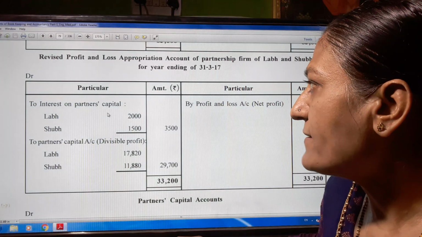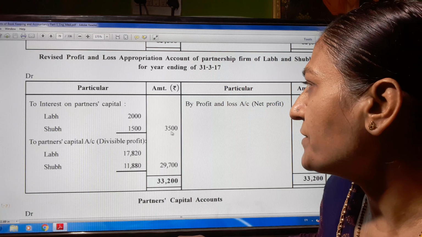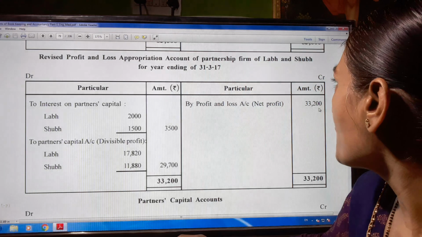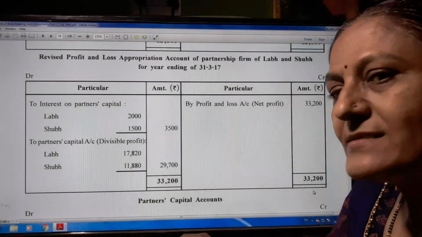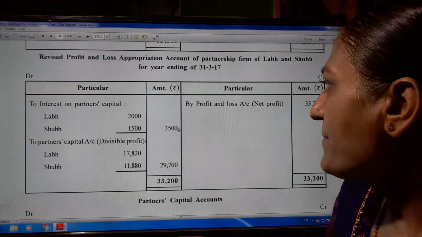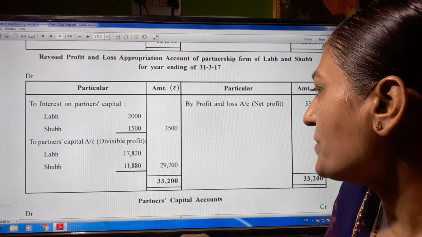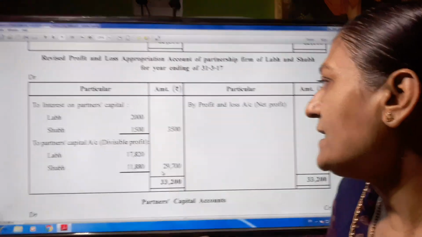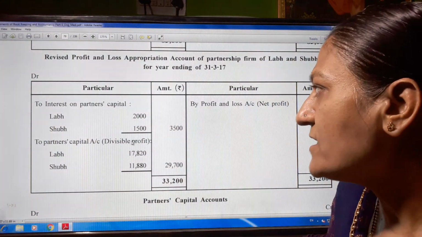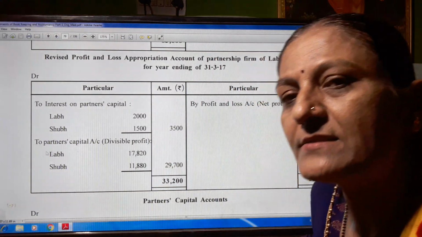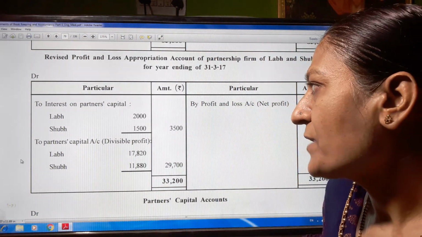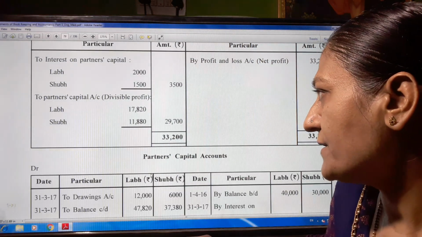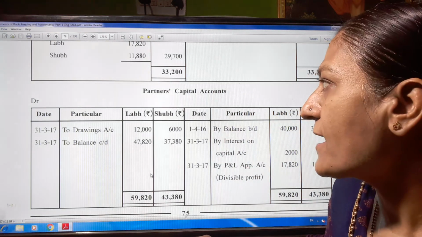To interest on partners capital, Labh 2000, Subh 1500, total 3500. To partners capital account, divisible profit. To profit and loss, net profit 33,200. Credit side 33,200 and debit side 3,500. Credit side minus debit side 3,500, then the difference amount we get is 29,700. And this divisible profit we distribute as per the profit and loss sharing ratio. Labh 17,820 and Subh 11,880.